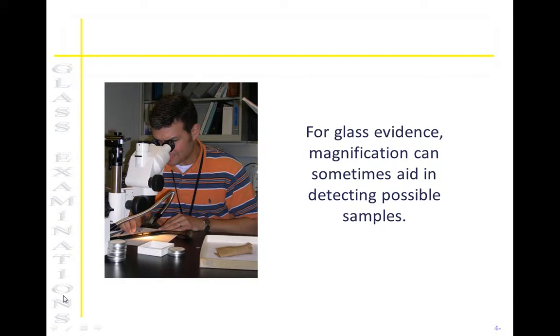So a lot of times, items may be brought back to the forensic laboratory where a stereo microscope may be able to be used to actually locate extremely small glass particles, or in some instances, even glass that is more of a powdery type sample.